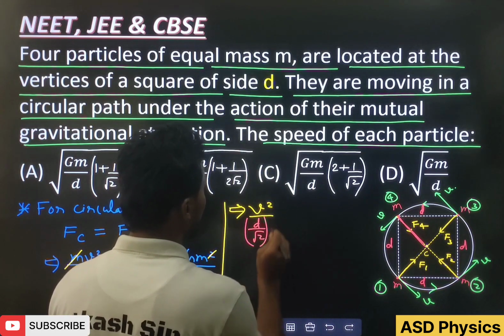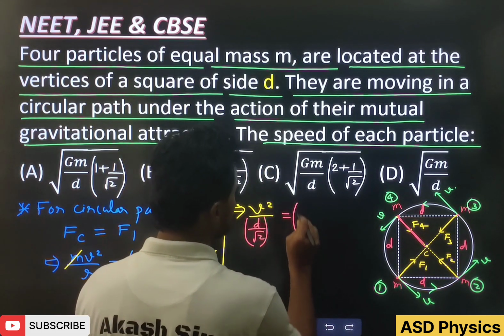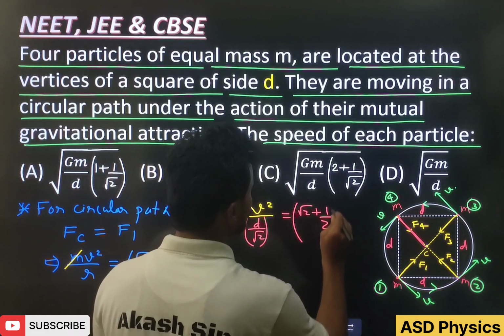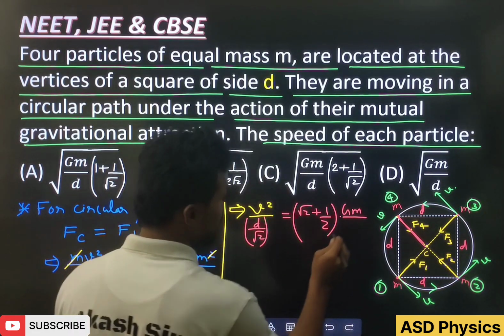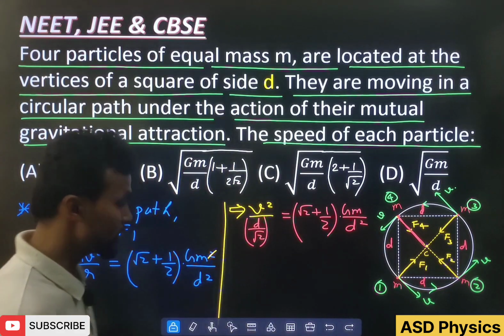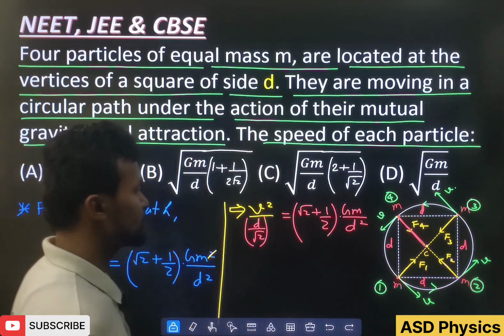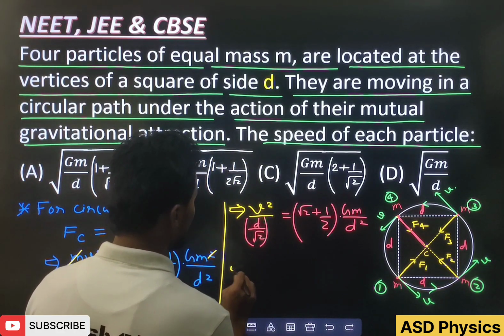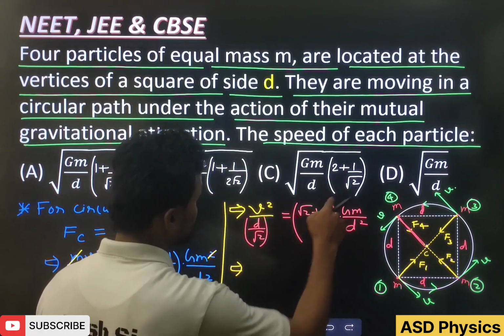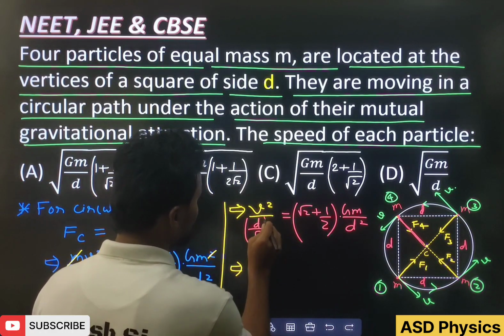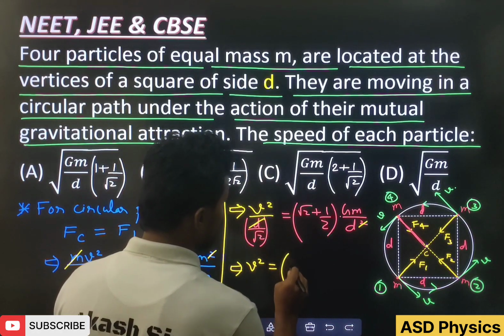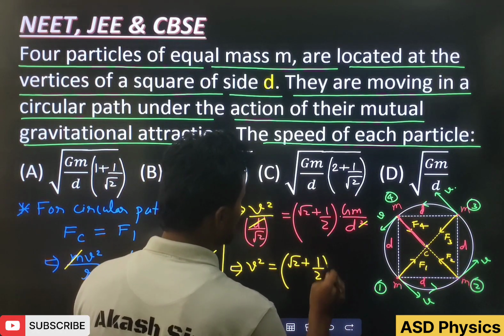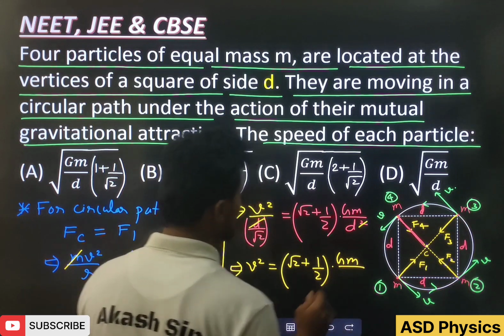See here, d by root 2 is equal to, kindly see, root 2 plus 1 by 2 into what is coming here? Gm by d square. Now we'll cancel out. What things can be cancelled? That will cancel out here. So this d by root 2 will go this side, and from this d, one d will cancel out. So I can write v square equal to, kindly see, root 2 plus 1 by 2 into gm by d.